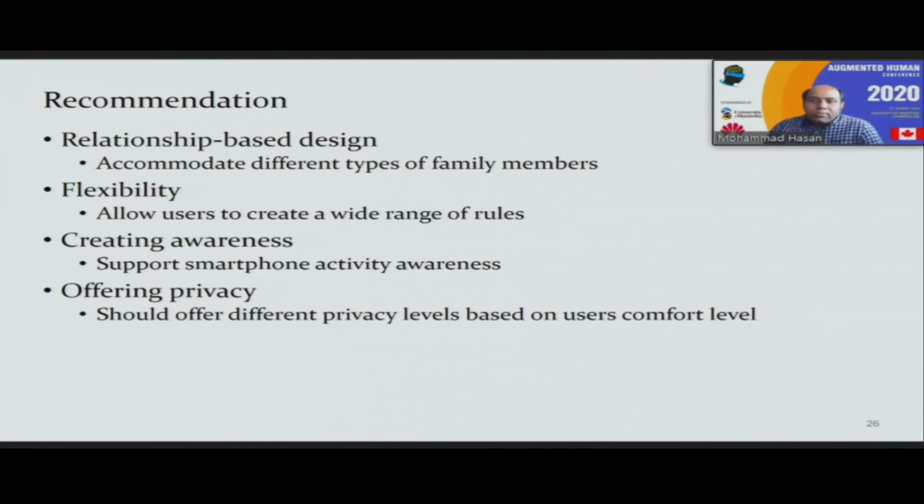Also, tools should be flexible and allow users to create a wide range of rules, both strict rules and soft rules as well. And also, the tool should support activity awareness. That means sharing information at a certain level with other people and so on. And also, the tool should offer privacy levels so that participants can select the level that they are comfortable with.